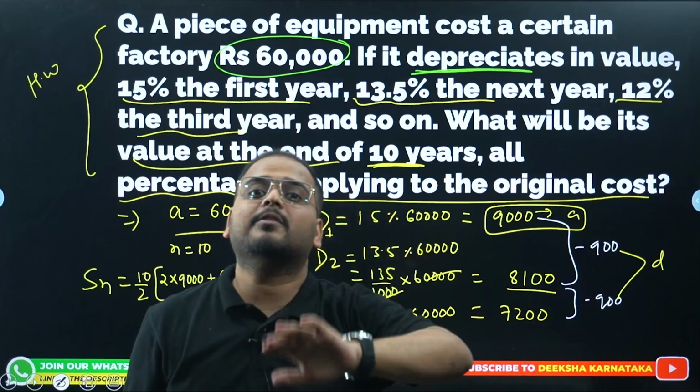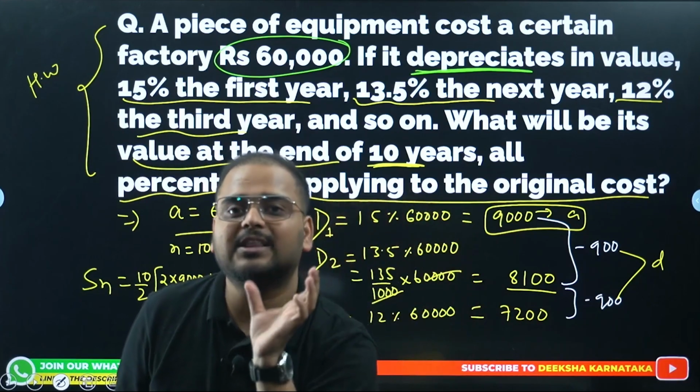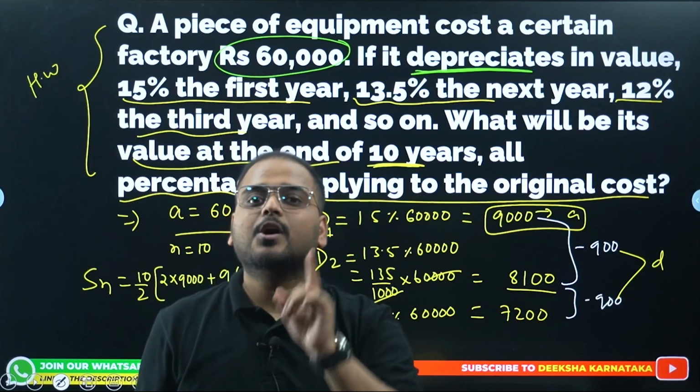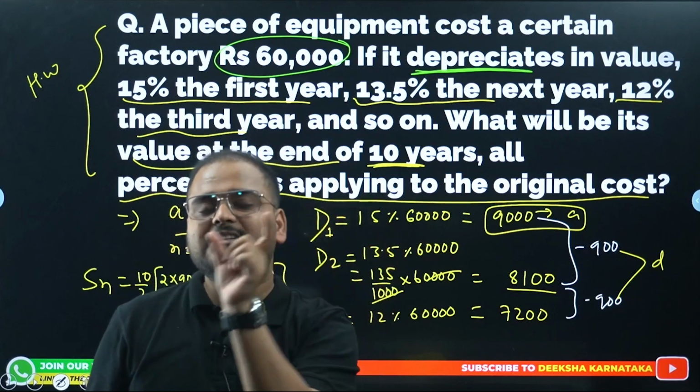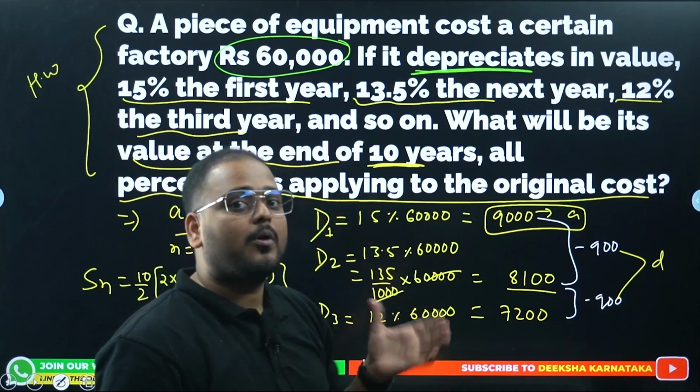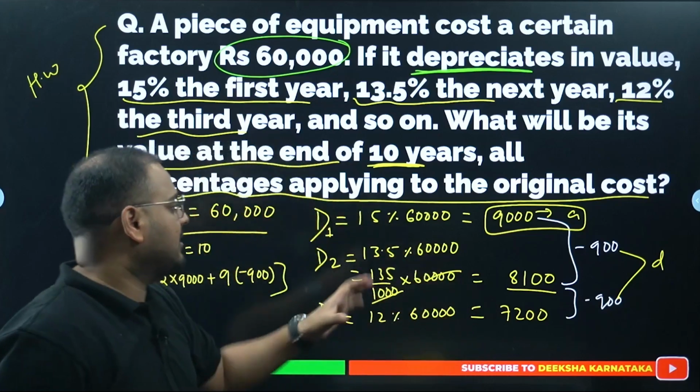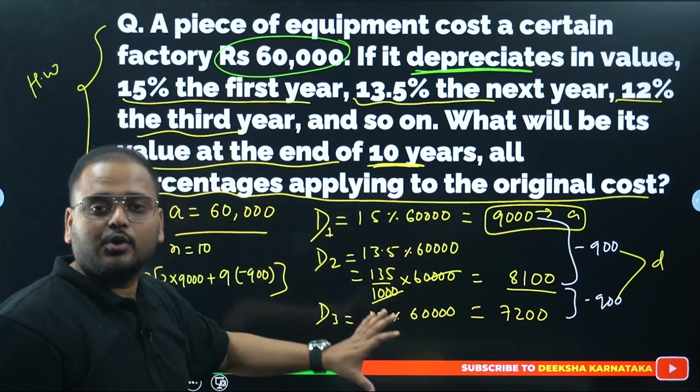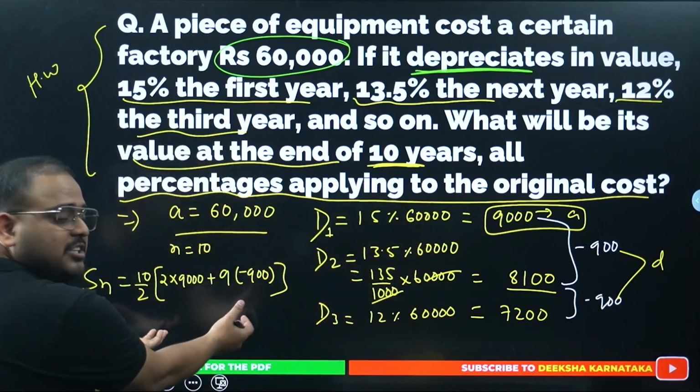So after 10 years it will be 60,000 minus 10,000, if the depreciation was 1,000 every year. So 60,000 minus 10,000 is 50,000 rupees. That's the value. But it is not the case in the question. So they have given a depreciation rate. So from there we found total depreciation, whatever it was.